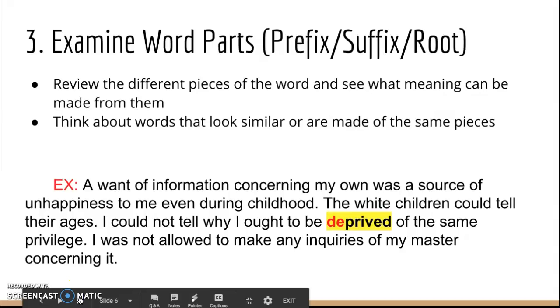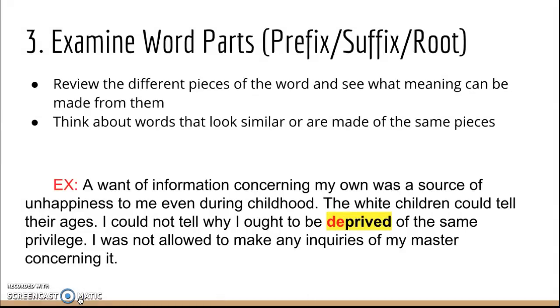Three, we want to at least try to take a look at the parts of the word, the prefixes, the suffixes, the roots. Now, we might not know what every single root, what every single prefix, what every single suffix means, but if we think about this, it can bring us oftentimes a little bit closer to understanding the word itself. We want to look at the different pieces in the word, and then we want to think about other words that we know that look similar or are made of the same pieces.